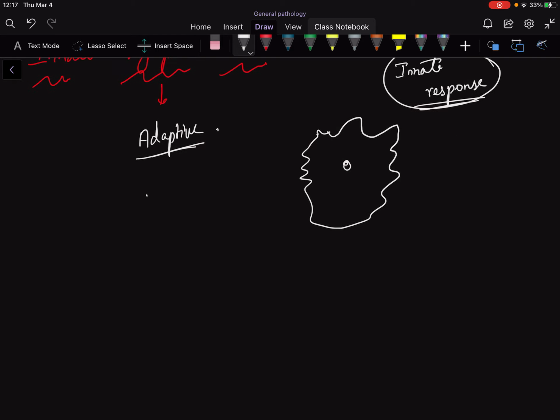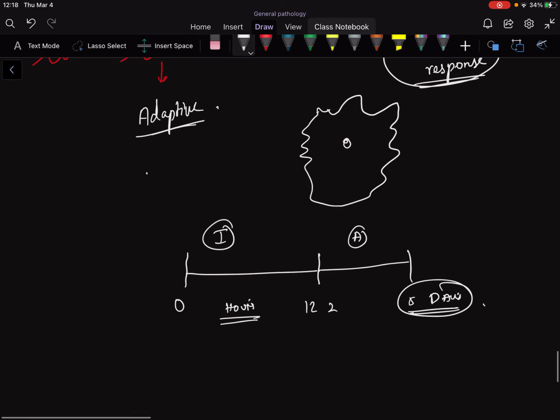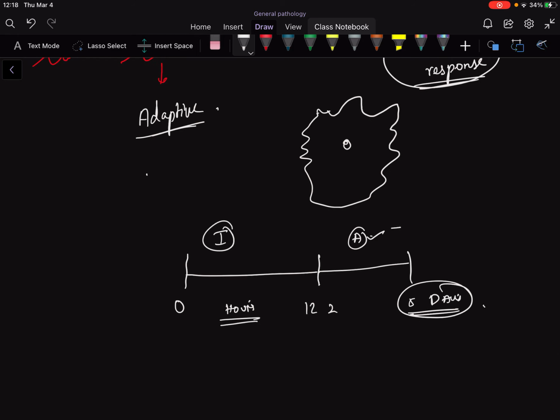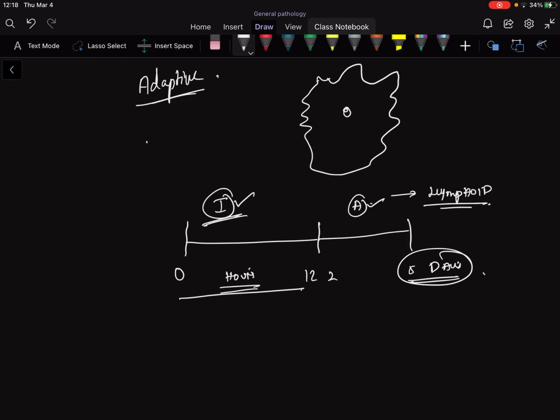So these cells are called innate lymphoid cells. What is the time limit of innate and adaptive immunity? Here is our graph. Innate immunity is between 0 to 12 hours, whereas adaptive immunity is 2 to 5 days. Normally you see lymphoid cells in adaptive immunity, but these were present during the 0 to 12 hours, so they named them innate lymphoid cells.